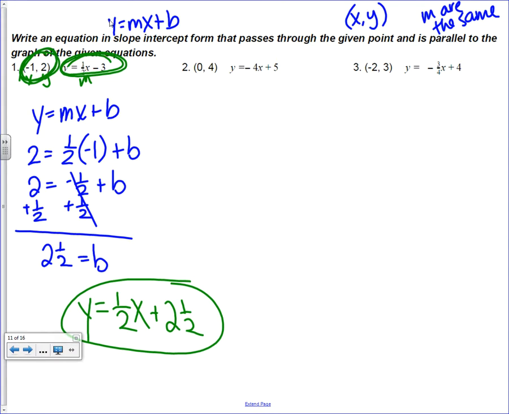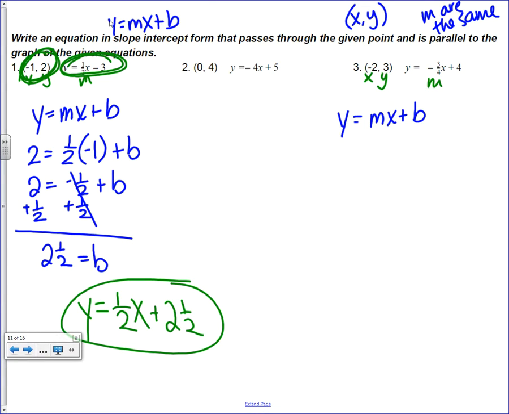Actually, can we skip number 2 and go to number 3 for a second? Number 3. Okay, what is the -2? And the 3? And what's the m? Perfect. So I got everything I need. And I'm going to plug it in. Actually, Logan's going to plug it in because he's next into y equals mx plus b form.